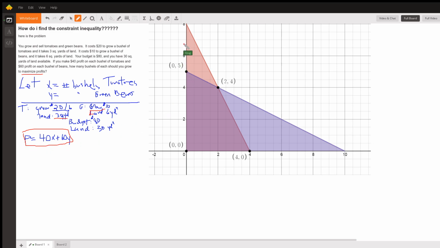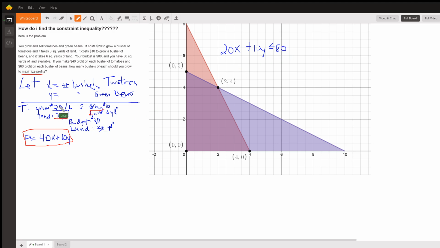The constraints we can calculate like this. Since we have an $80 budget, it's 20x, that's the amount of money you spend to grow x bushels of tomatoes, plus 10y, has to be less than or equal to 80.